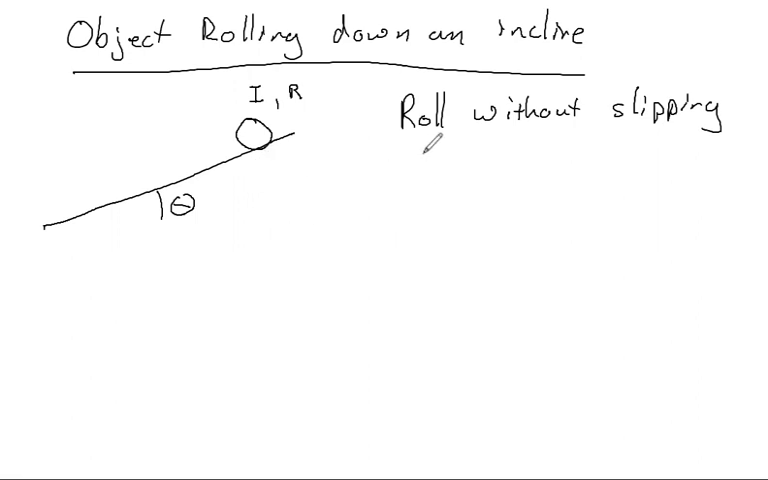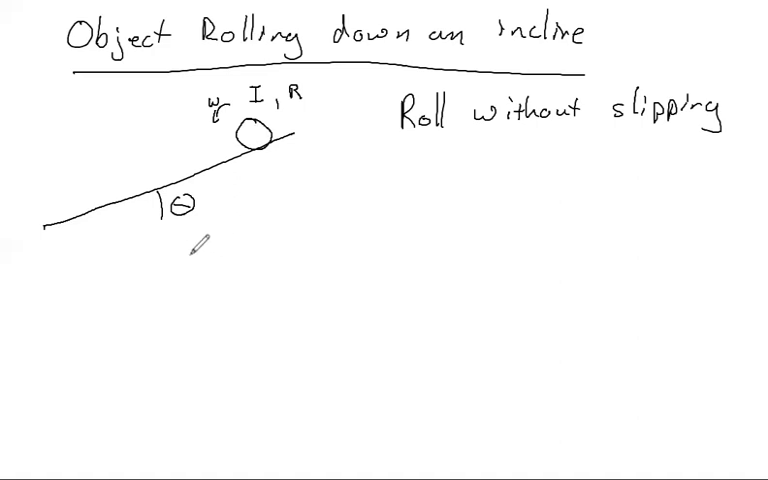Okay, rolling without slipping. So we know from everyday experience that this is going to rotate in a counterclockwise fashion. So we're expecting a positive angular velocity and a positive angular acceleration. Our rolling without slipping condition is going to relate the angular motion with the velocity along the hillside.